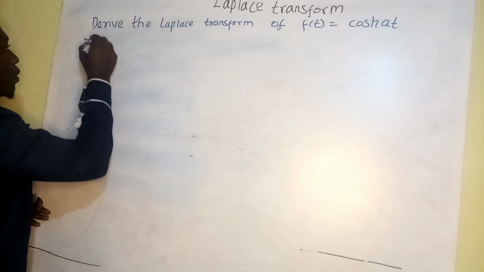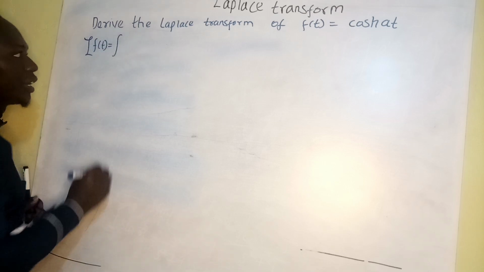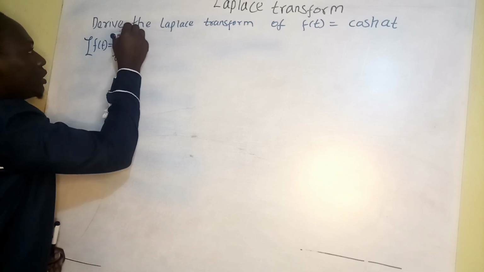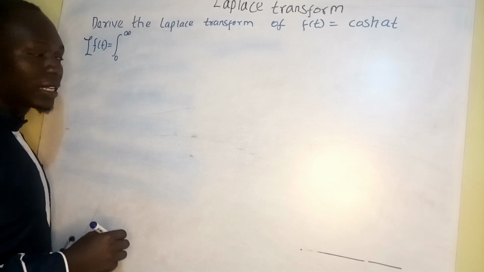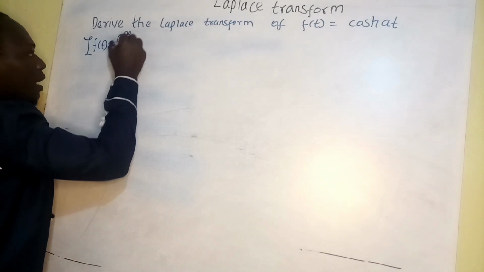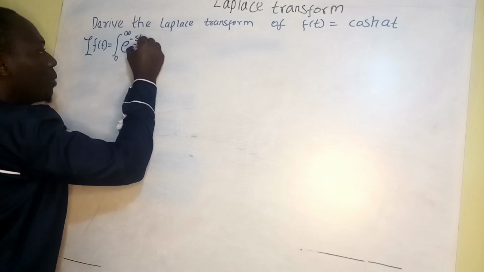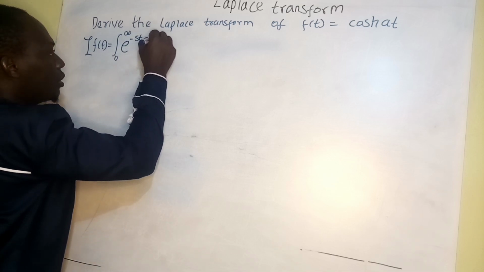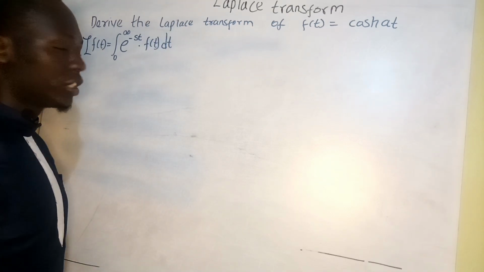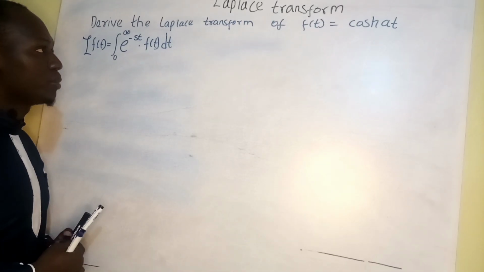The Laplace transform of our function f of t is equal to the integral with limits, whereby the lower limit is equal to 0 and the upper limit is equal to infinity, of exponential of negative st multiplied by the function f of t, and our integration is with respect to dt. Whatever I've written here is just the first principle formula.